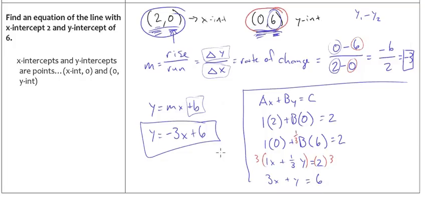Now hopefully these look pretty similar to you. If we were to take our standard form here and subtract 3x from each side, where would we be? Well, we'd be right over here in our slope-intercept form. We would have y equals negative 3x plus 6.